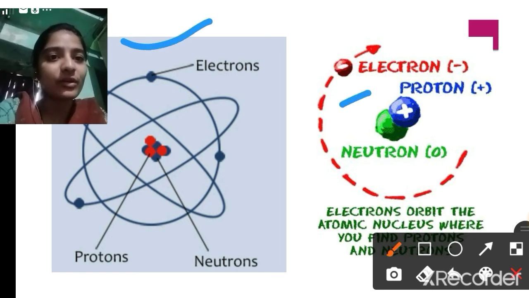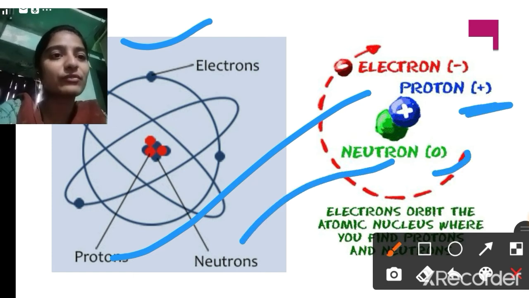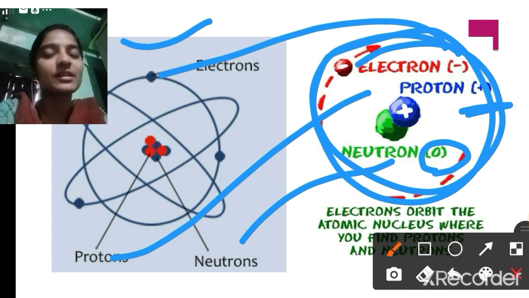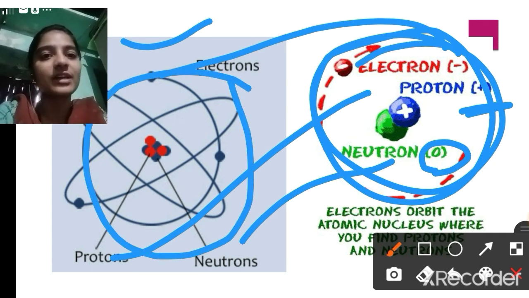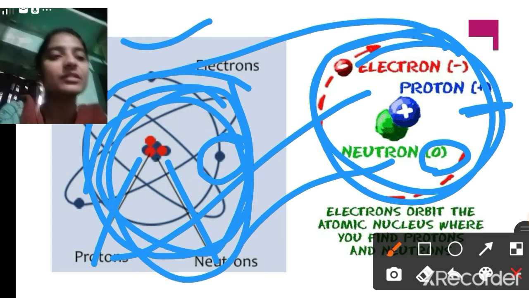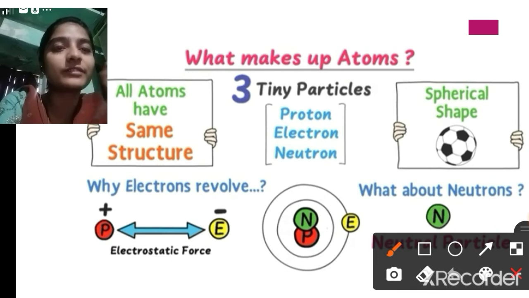Then this is the whole structure of the atom. Protons have positive charge, neutrons have no charge, 0, and electrons revolve around the nucleus. So this is the whole structure. These are the protons, these are the neutrons, these are the electrons which revolve around the nucleus.